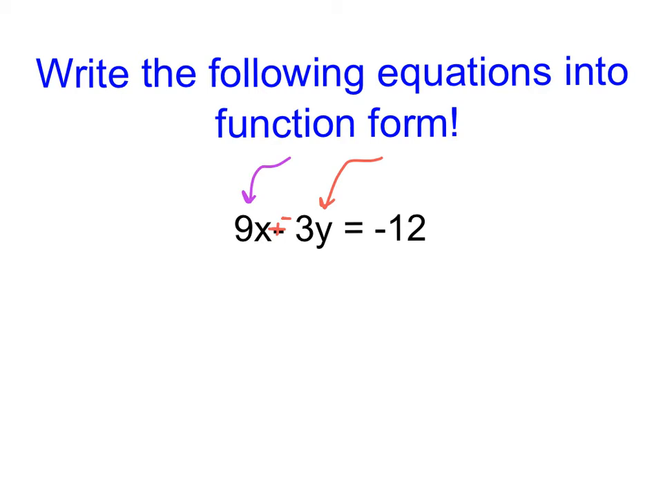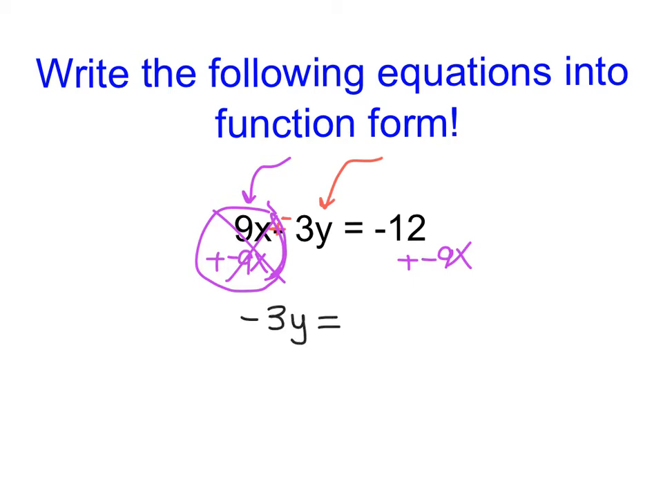Now to undo that 9x completely to the other side, I have to undo a positive 9x, which I do by adding a negative 9x to each side. So notice 9x plus negative 9x, and that becomes 0. So those completely cancel out. So on the left-hand side, I'm left with negative 3y, and on the right-hand side, I'm left with negative 12 plus a negative 9x. And notice those can't be combined because they aren't alike terms.